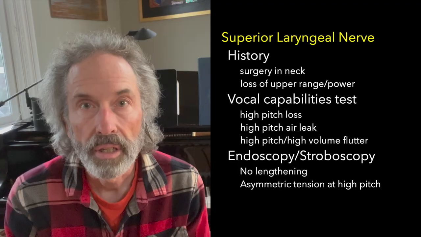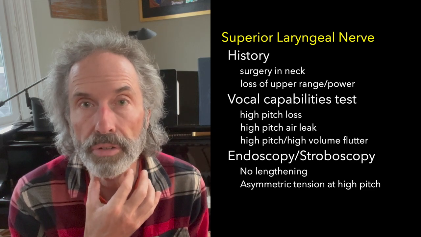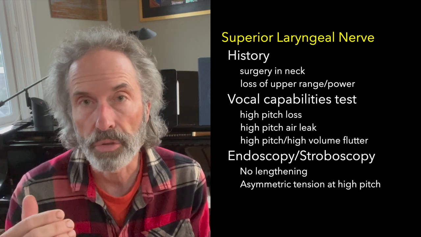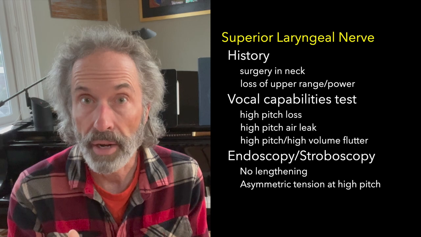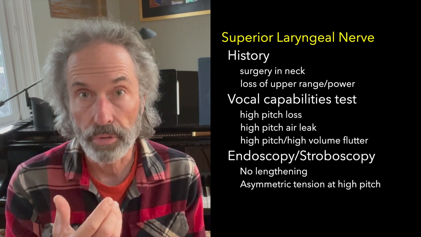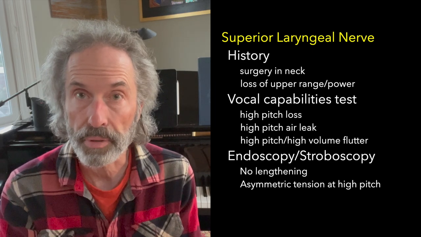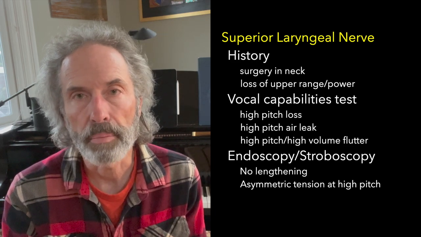In summary, history of surgery in the neck, especially in this mid portion near the superior laryngeal nerve, the description of loss of upper range or loss of power or both, lead the examiner to think about a superior nerve injury. It's important to listen to the voice at both low and high pitch because the cricothyroid muscle that's innervated by the superior laryngeal nerve takes the voice up into that high range.